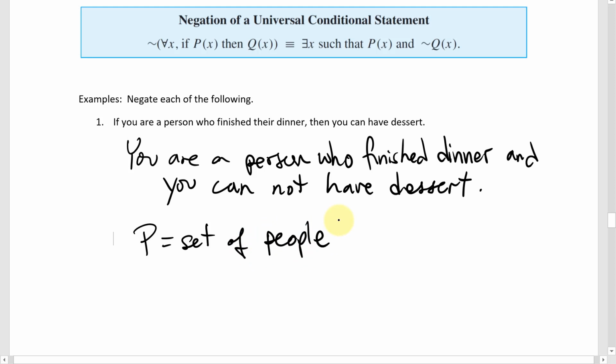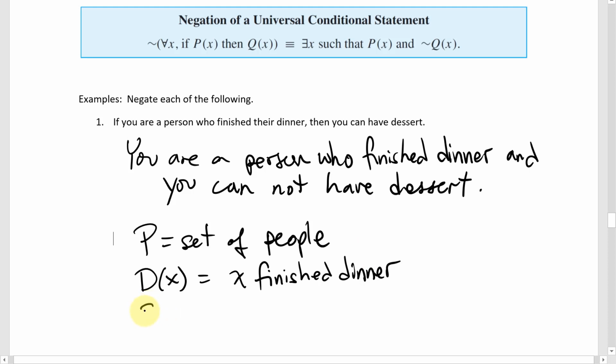So what was given was a conditional that if you are in the set of people who finish their dinner, then you can have dessert. Let's create also some predicates that we could use. D of x is the predicate x finished dinner. And let's say x is the predicate that x can have dessert.